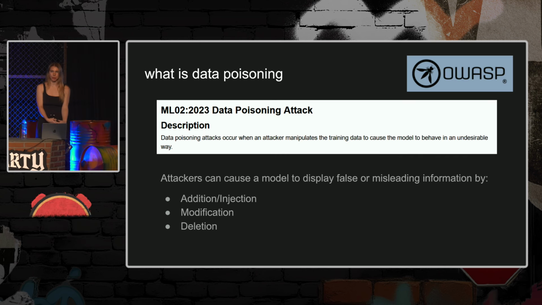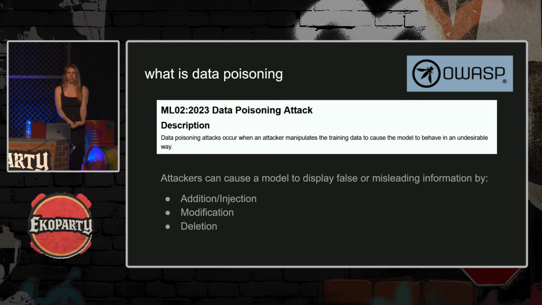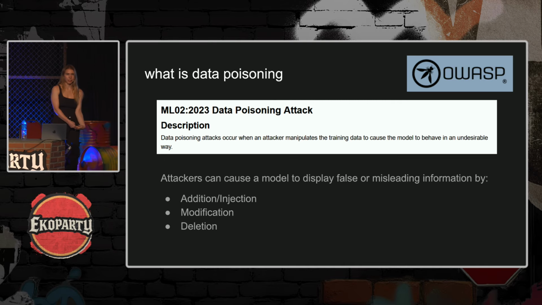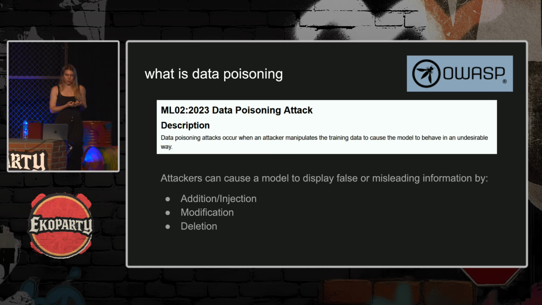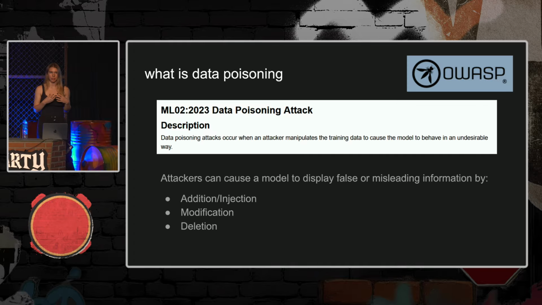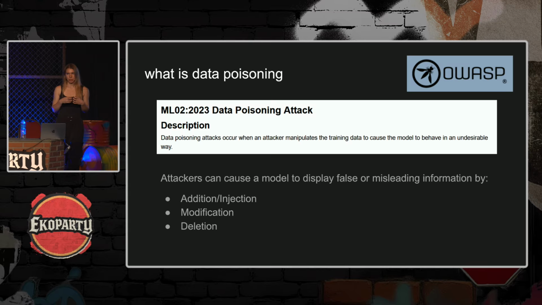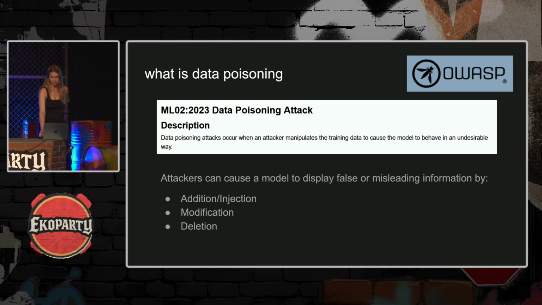So, as a primer, what is data poisoning? Data poisoning is a very well-known machine learning vulnerability. As defined by OWASP, data poisoning is an attack that occurs when an attacker manipulates training data to cause the machine learning model to behave in some undesirable way. Typically, it occurs in three methods. So you have addition, modification, or deletion of data. Interestingly, addition can also often mean the injection of data, but injection attacks, as we know, do not always mean adding data. So moving on from data poisoning, we should first seek to understand how machine learning works.